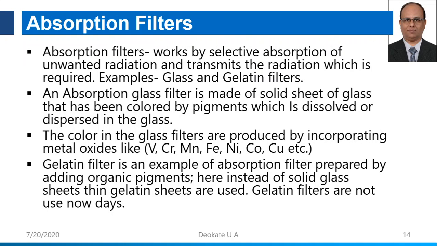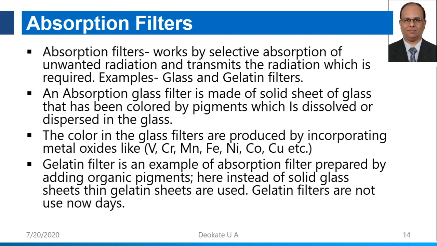So first we'll see the absorption filter. An absorption filter works by selective absorption of unwanted radiation and transmits the radiation which is required. An example is the glass and gelatin filter. You may have seen that if your classroom has green colored glass, the inside light will be green. It means the glass has absorbed the other radiations and allows only the desired light to pass to one side. So these are called absorption filters.